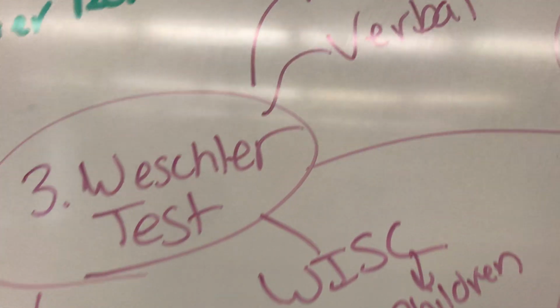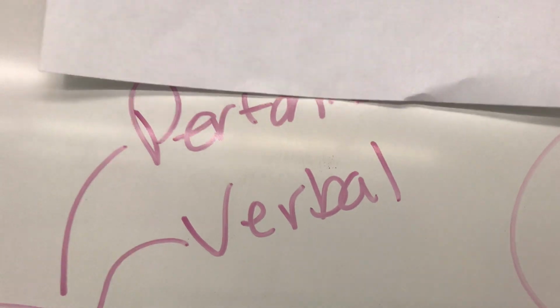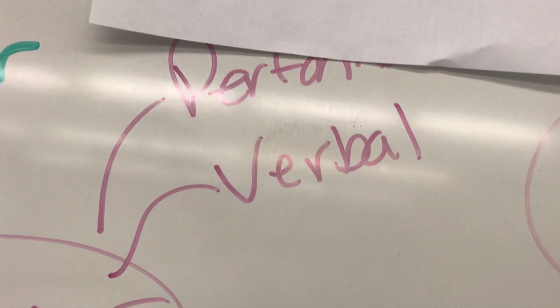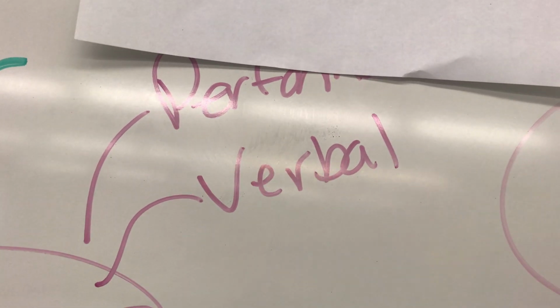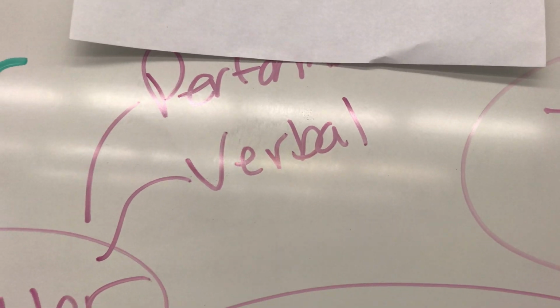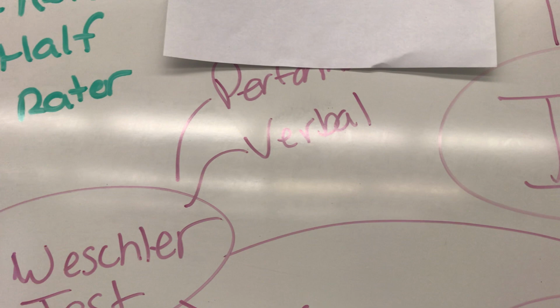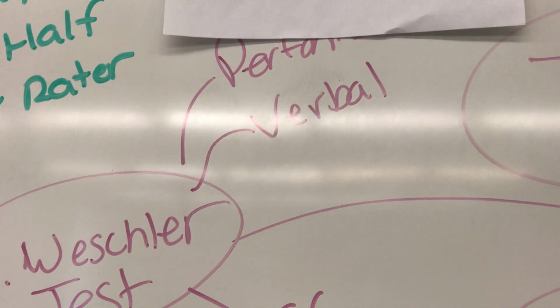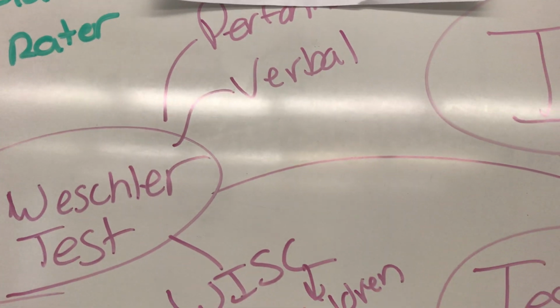Okay, the Wechsler test has both a performance and a verbal scale. Okay, so performance, you have to put puzzles together. Here's what the puzzle looks like. Here's all the puzzle pieces, pop them together. Verbal, tell me what you see on the paper, read this passage, things of that nature.